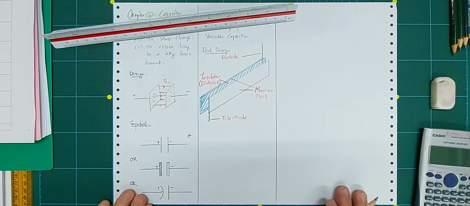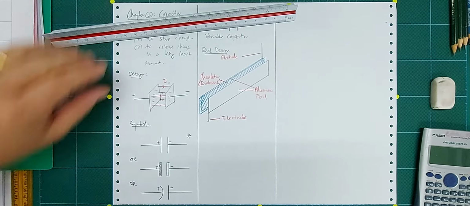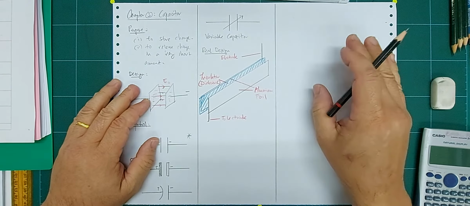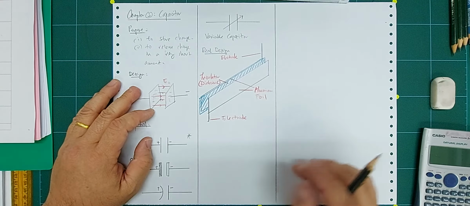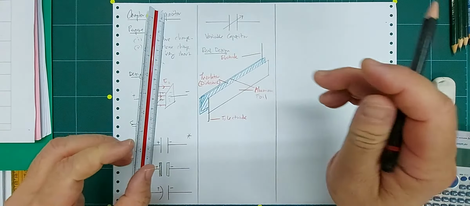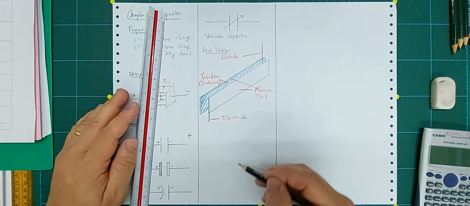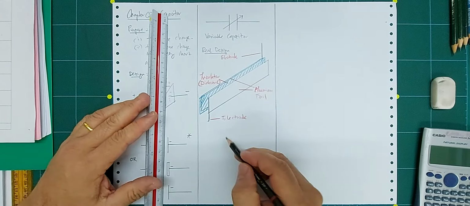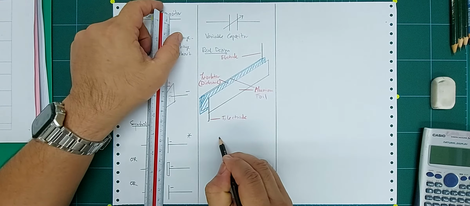So this is basically how a capacitor is made. Of course, using this method is very tedious and very time consuming. Later we look at another type of manufacturing process. Now this capacitor, after that, will be rolled up. So when you roll it up, it's going to look something like this.